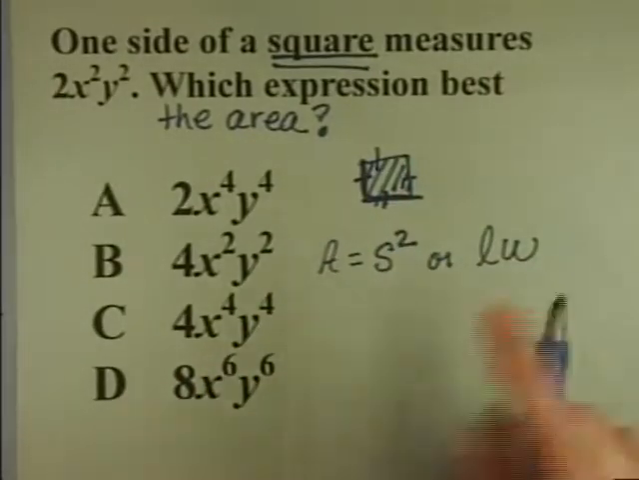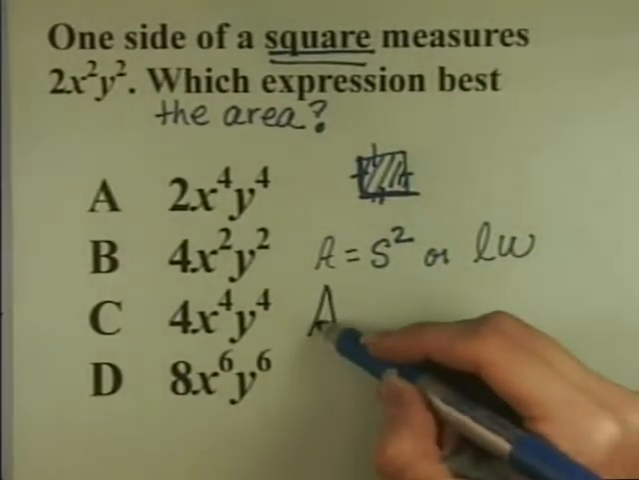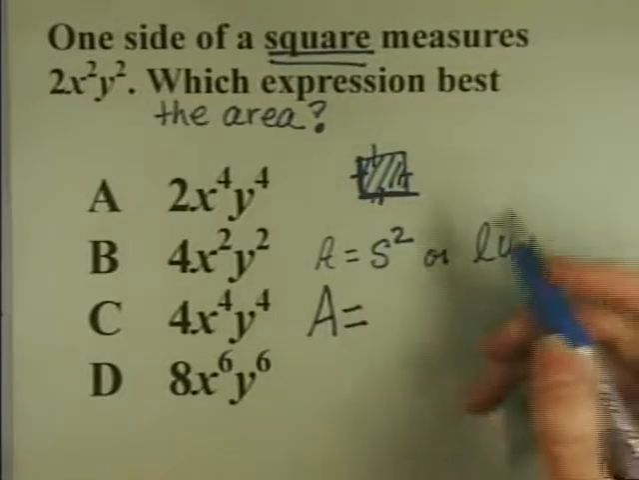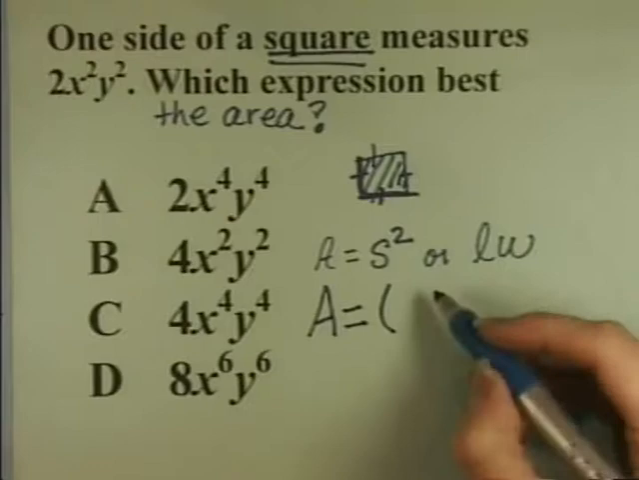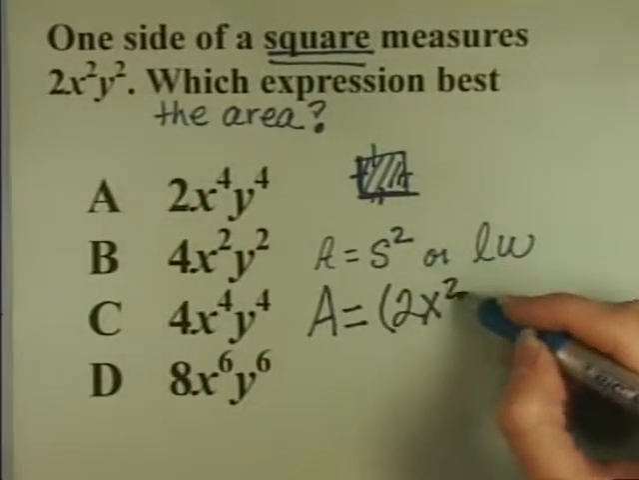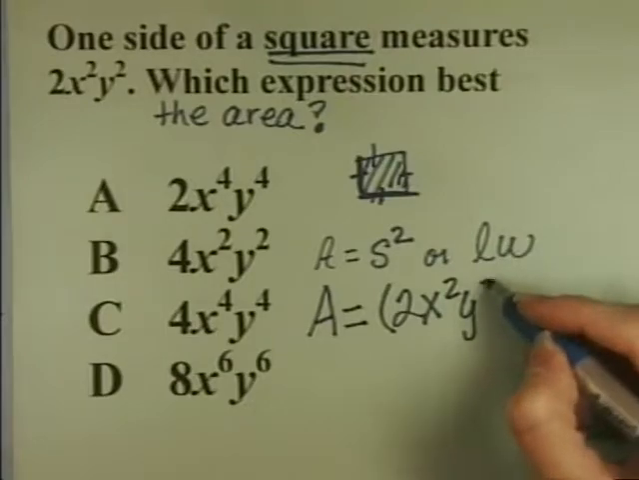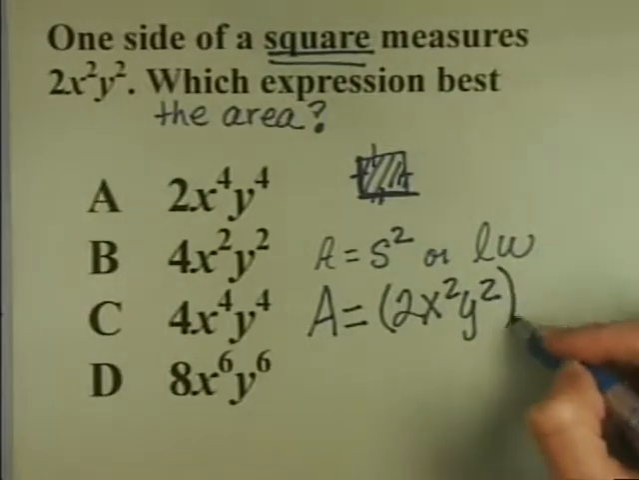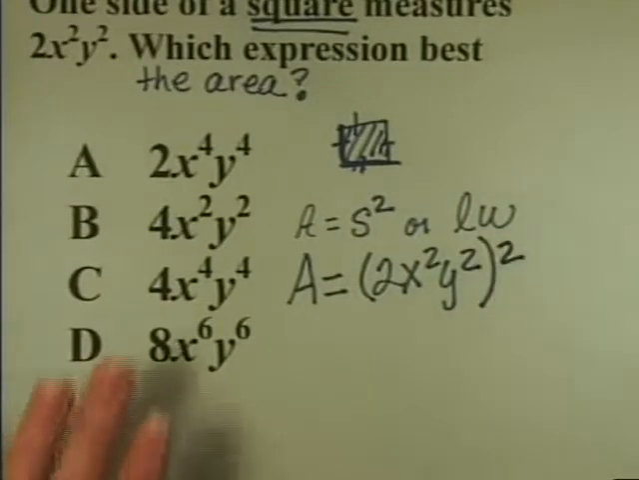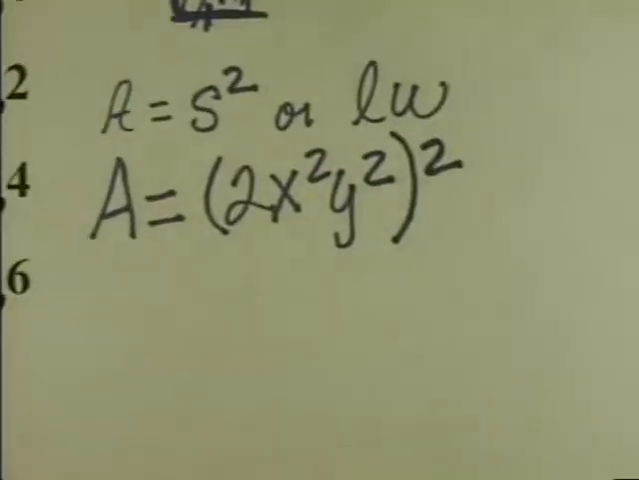Let's go ahead and set it up. My area is going to equal the side I gave you, 2x squared y squared, and all of it raised to what power? The second power. Good.